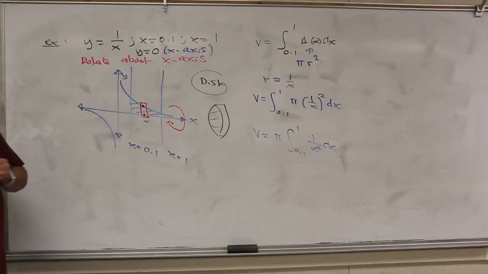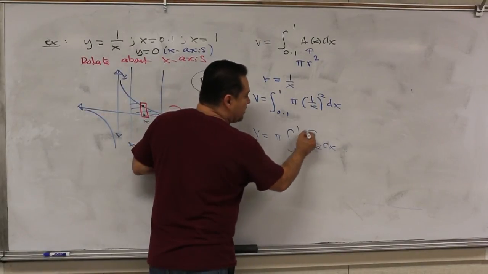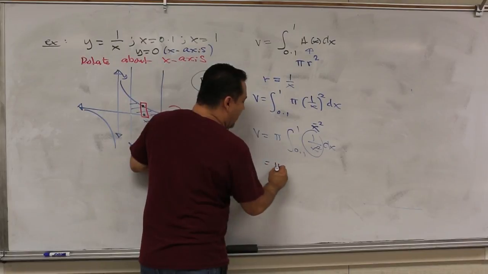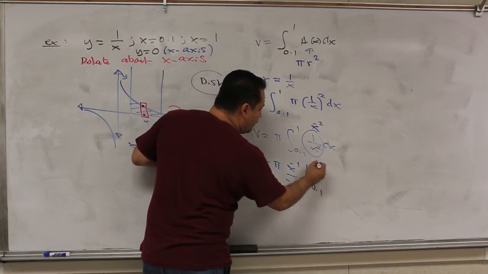Okay, very simple problem, just the disk method. We're backing up a little bit. So now what you're going to get, how do we integrate this? Isn't this x to the minus 2? So we get pi, x to the minus 1 over negative 1, evaluated from 0.1 to 1.